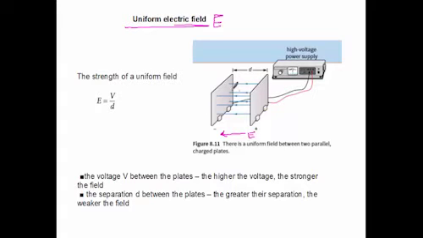The lines are parallel here, and E, the electric field here, is said to be uniform. So we have a uniform field. At any point here, for example, we have the same value and direction of the electric field.